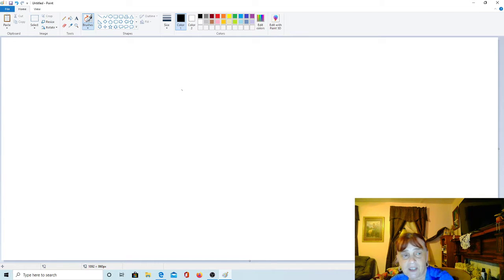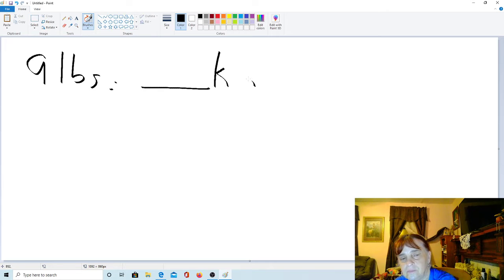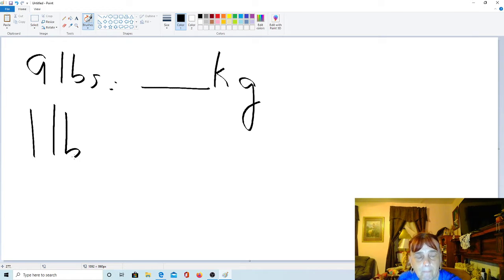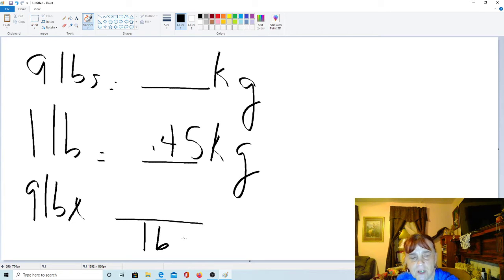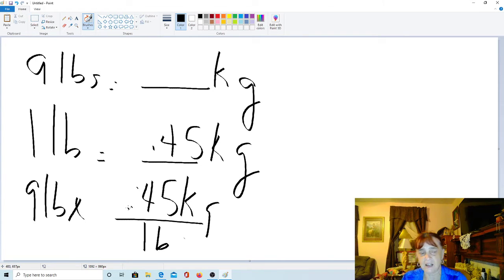And 9 pounds is how many kilograms? What's the relationship between a pound and a kilogram? 1 pound is 0.45 kilograms. So 9 pounds, you multiply it so your pounds cancels out, and you multiply it by 0.45. 9 times 0.45 is 4.05 kilograms.